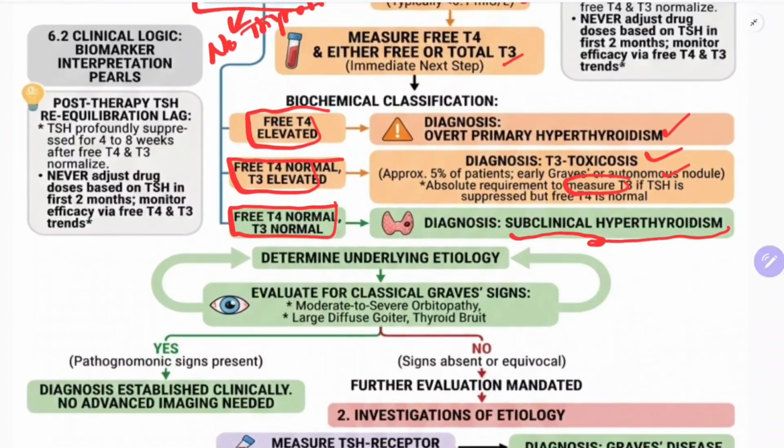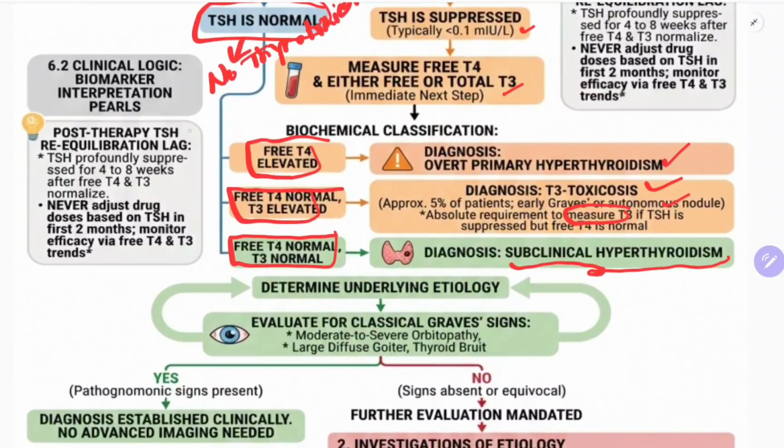Now one point to remember here is the post-therapy TSH re-equilibrium lag. TSH remains profoundly suppressed for 4 to 8 weeks after free T4 and T3 normalize. Never adjust the drug dosages based on TSH in the first 2 months. Monitor efficacy via free T4 and T3 trends. That is a very important point.